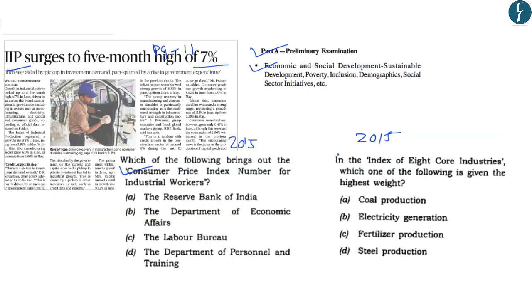Now, regarding the question that was asked in 2015, it reads, in the index of 8 core industries, which one of the following is given the highest weight? So as we saw, the highest weightage has been given to the refinery products, and the second highest weightage is given to electricity generation. As refinery products is not in the options, the correct answer is B, that is electricity generation. And regarding this question, which one of the following brings out the consumer price index number for industrial workers? The correct answer is the Labour Bureau. So you should know who releases the Index of Industrial Production as well.